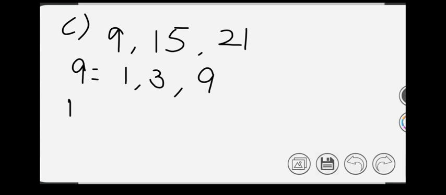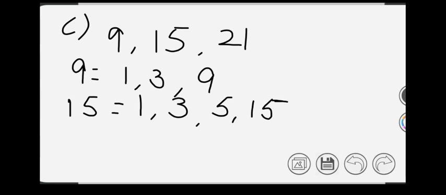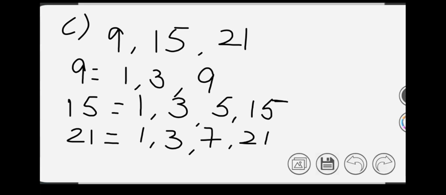Now let us check 15. We will be taking all the 3 numbers one by one. Factors of 15 are 1, 3, 5 and 15. Because in these 4 tables number 15 comes. Now similarly for the number 21. So for 21 the factors are 1, 3, 7 and 21. Now till here we have listed the factors of all the 3 numbers.